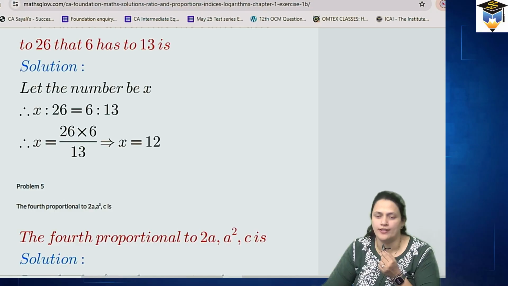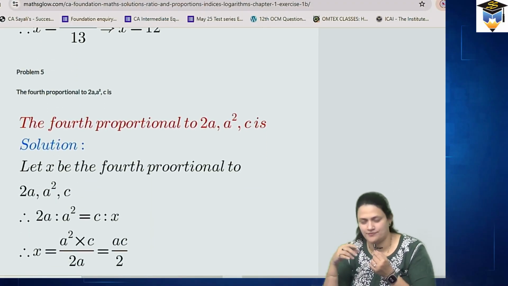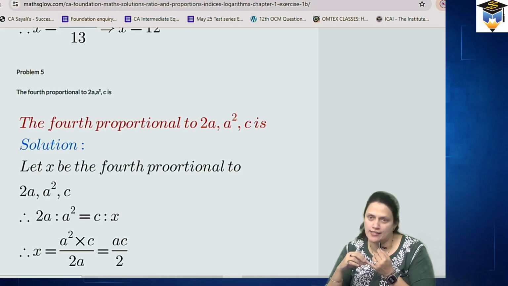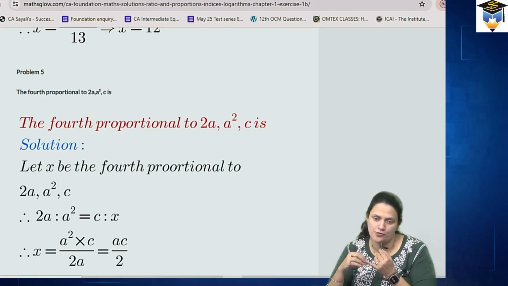Now the fifth one, Hitesh. Fourth proportional. So 2a upon a square. म्हणजे 2 upon a is equal to... okay. So AC upon 2 is your final answer. Option A is the correct option for the fifth problem.